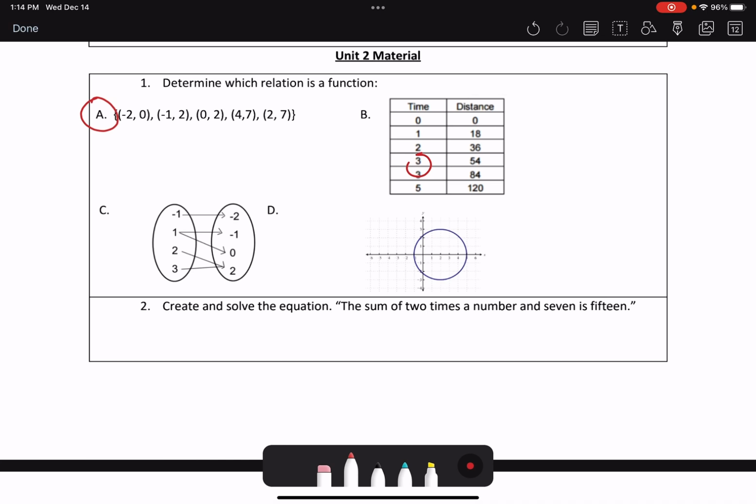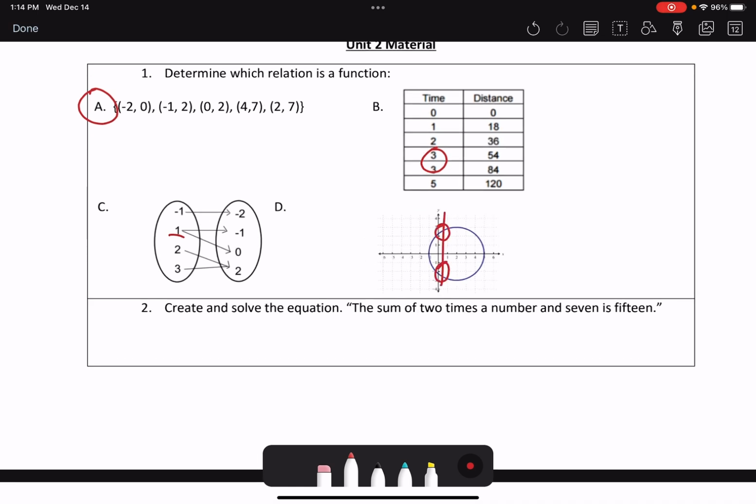If I'm looking at C, C is an example of mapping, so that number 1, which is an x value, or an input, is being used twice, so therefore it cannot be a function. And if I look at option D, if I use that vertical line test, it hits twice, so it does not pass that vertical line test, making A our only viable option for a function.